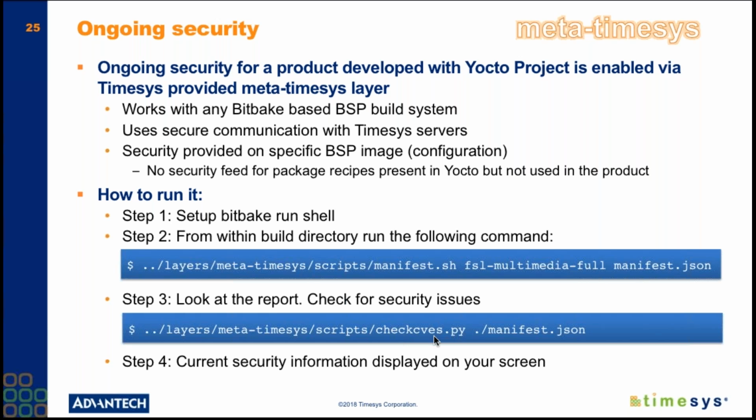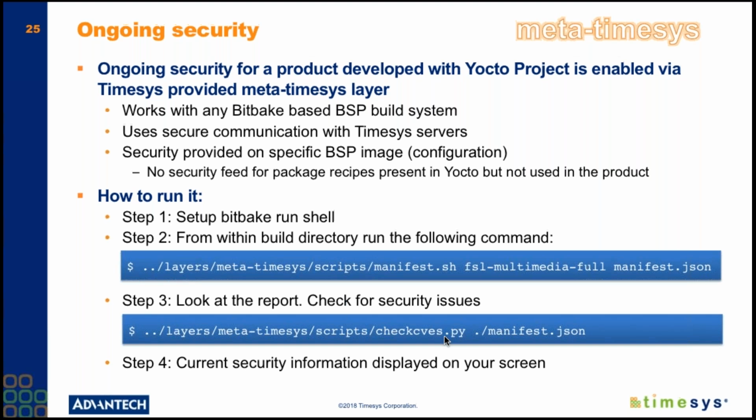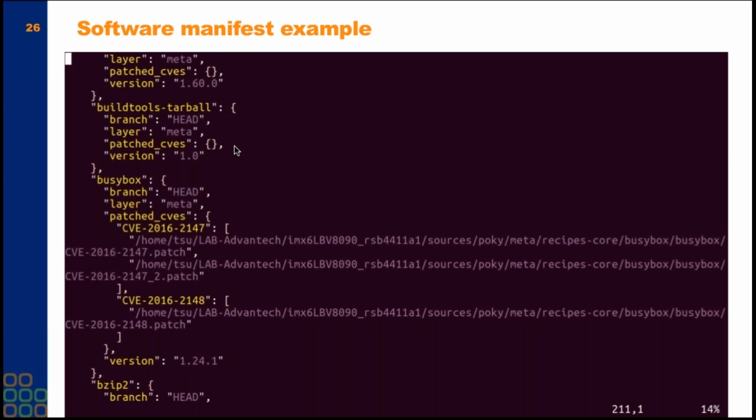So we have this check-CVEs script, which allows us to look at the manifest and identify which packages have CVEs reported, which ones are fixed, which ones are unfixed. I have a couple of screenshots to show you exactly how this looks. So this is the software manifest, where we collect all the information about the package, like in this example, BusyBox. What are the CVEs that already are applied to this package, and the locations for those patches.